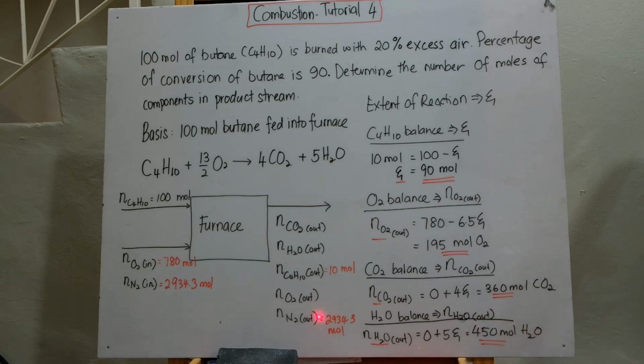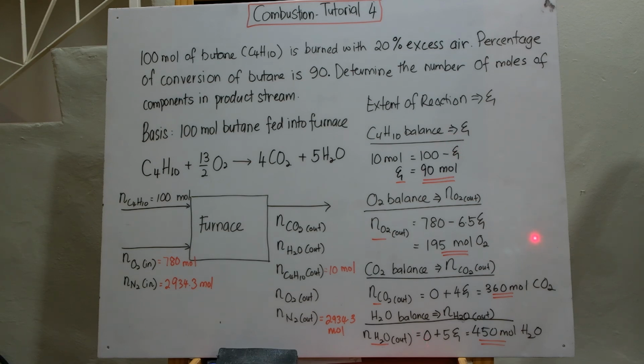Okay, N2, as I said just now, is just N2 in. You just bring it out because it's not reacted. So this is how we solve this type of question. This question is slightly different from tutorial 3 and tutorial 2, because we have a conversion which is only 90%, not 100%. So this is how we do it.